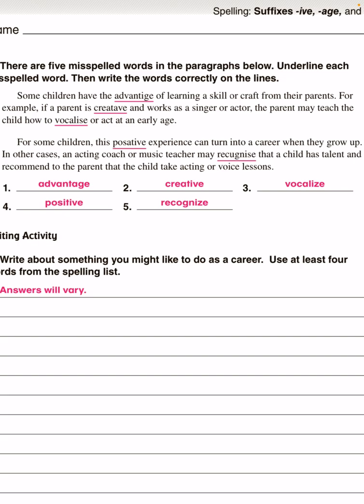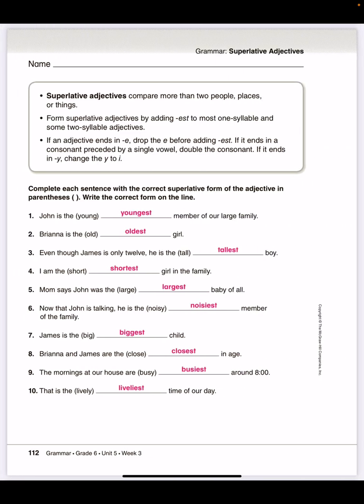Next, let's move into our grammar. We're staying with adjectives. We did 111 in class, so we started on to 112. Now, we talked about making comparisons between just 2 items, 2 objects. Tim is smart, Katie is smarter. And we talked about how we added the ER. Well, now we've got something that we call superlative adjectives. That's when you're talking about more than 2 people, places, or things.